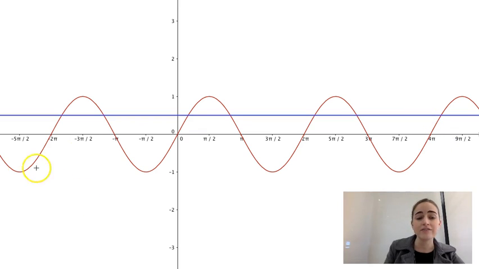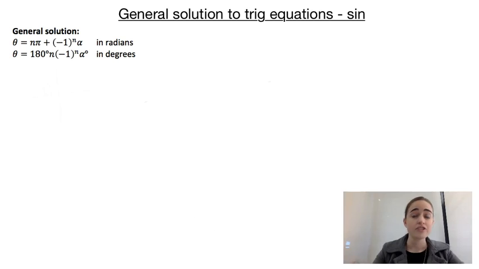If we have a look at the negatives, it works as well. Minus pi is odd, so we'd subtract pi on 6 to get our answer. Minus 2 pi is even, so we'd add pi on 6 to get our answer there. So you can see how that relates graphically as well. Just to formalize that, in radians, our general solution is n pi plus minus 1 to the power of n alpha, where alpha is our first positive solution.